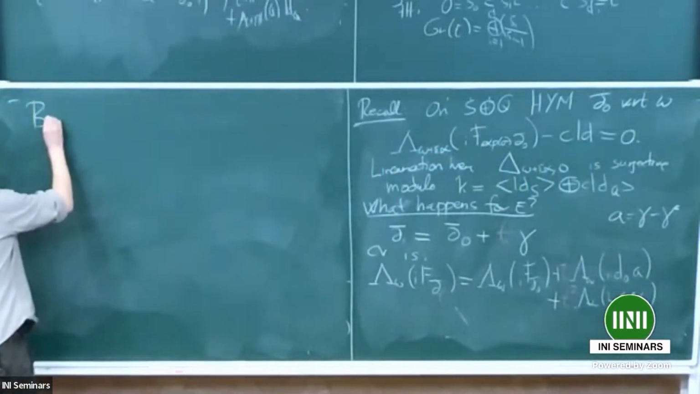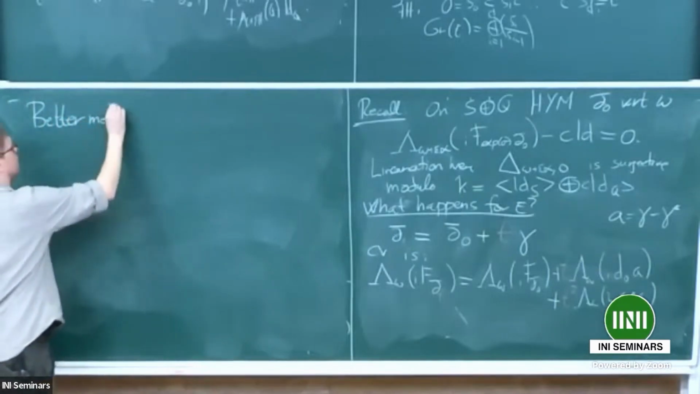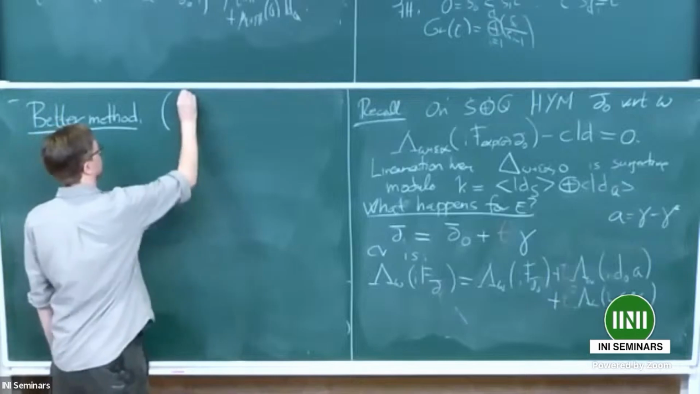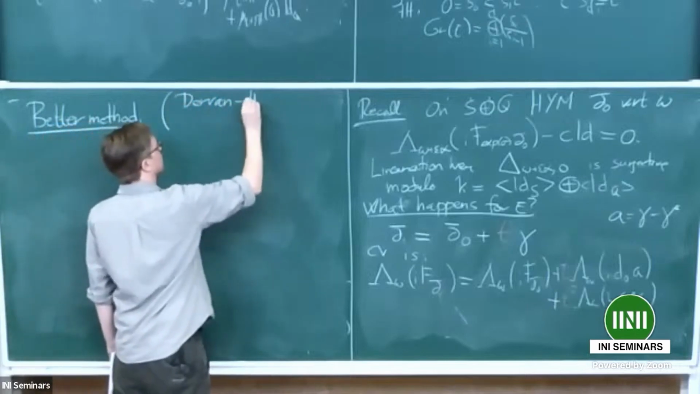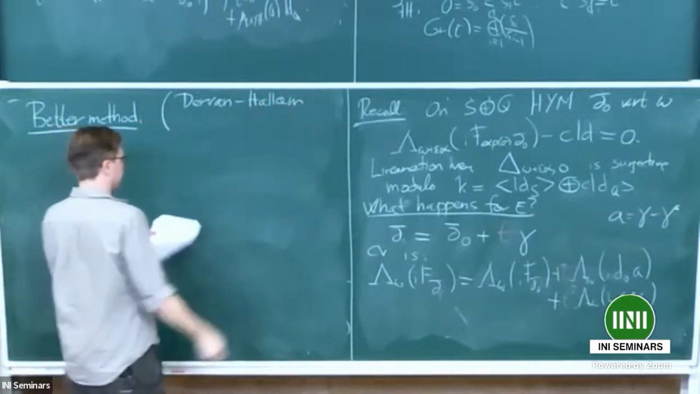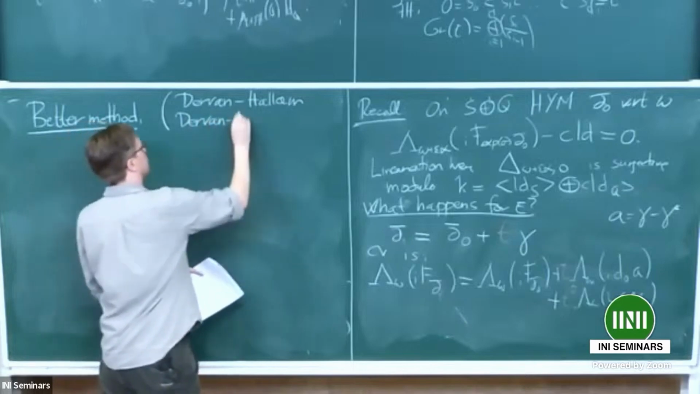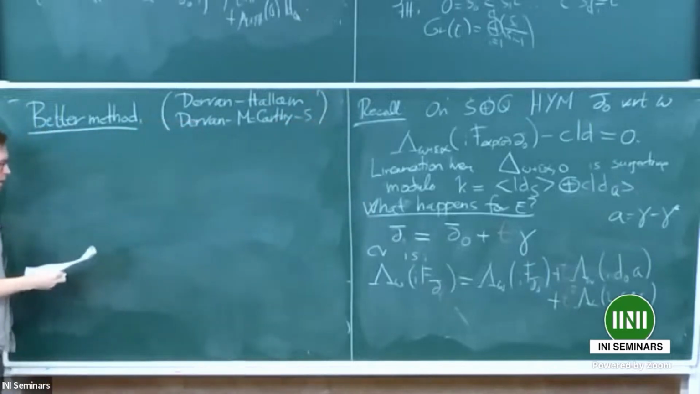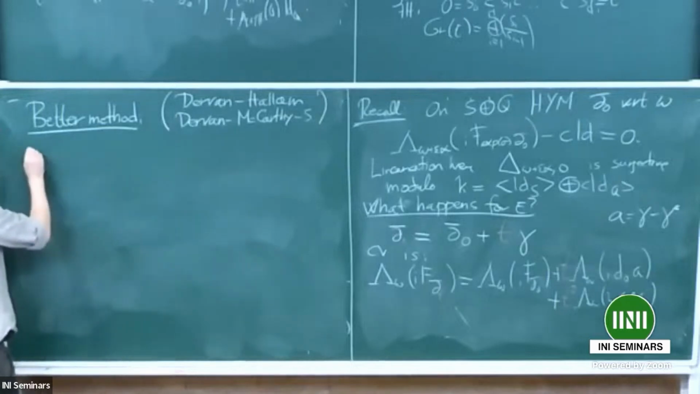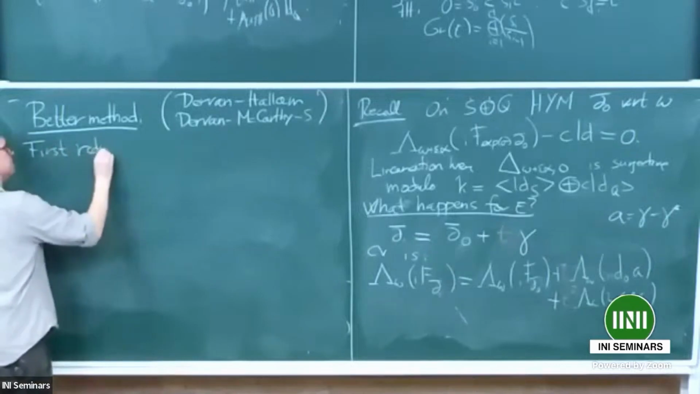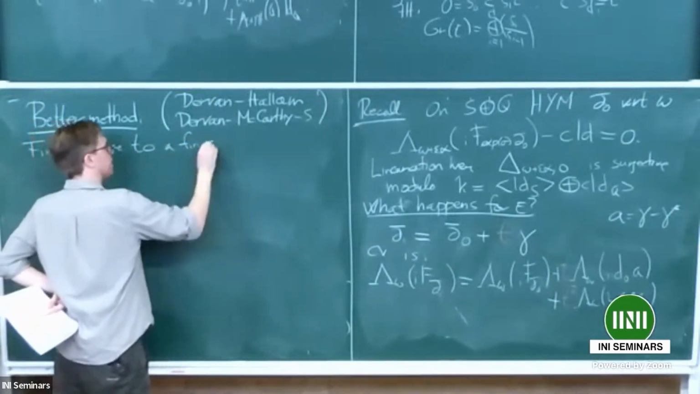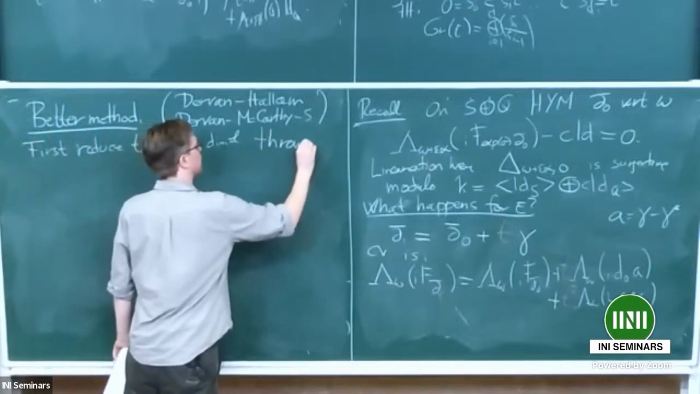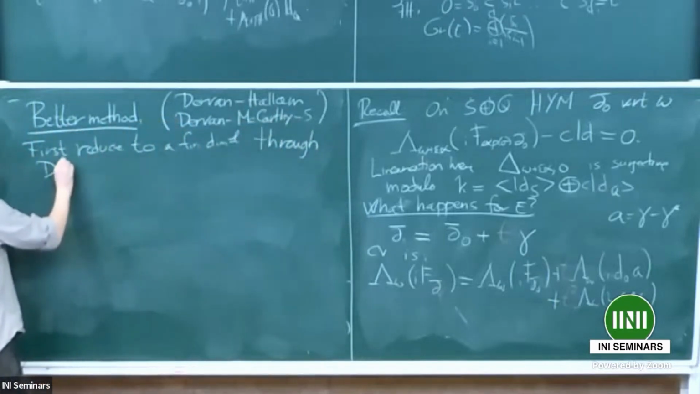So here's an outline of a better method, which has two ingredients: work of Rui with Michael Hallam, and work of Rui, John McCarthy, and me. Here what we want to do is to first reduce to a finite dimensional problem through the work of Rui and Hallam. So I'll just call it DH.